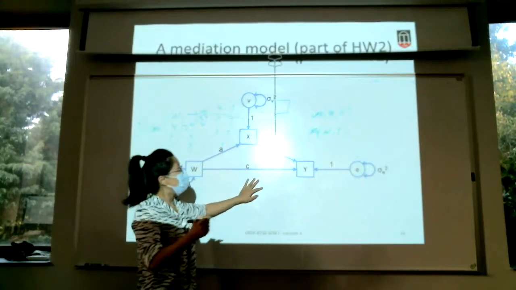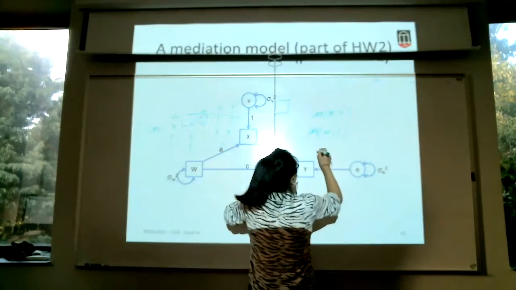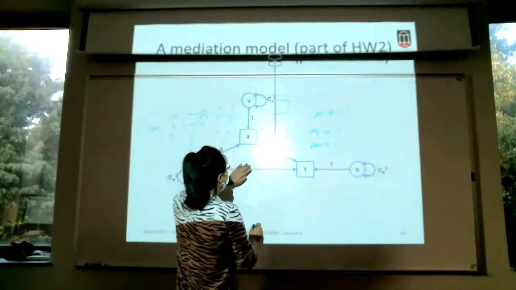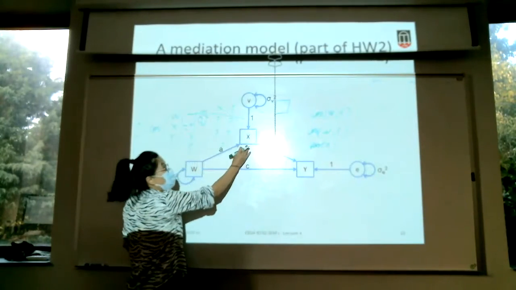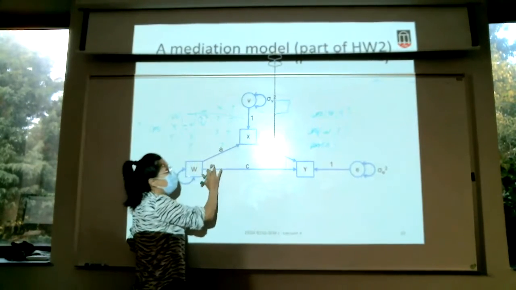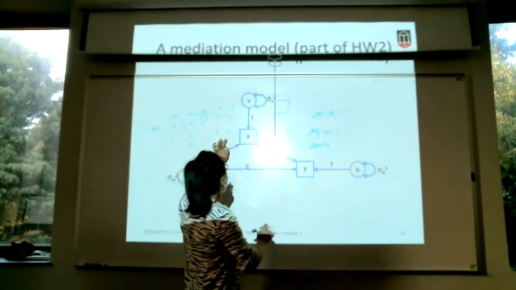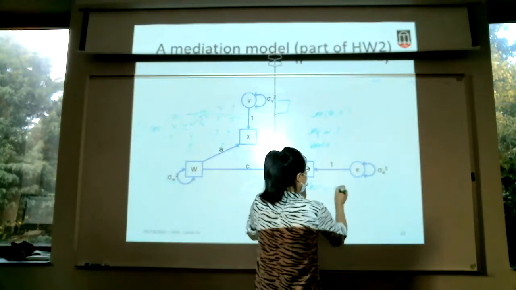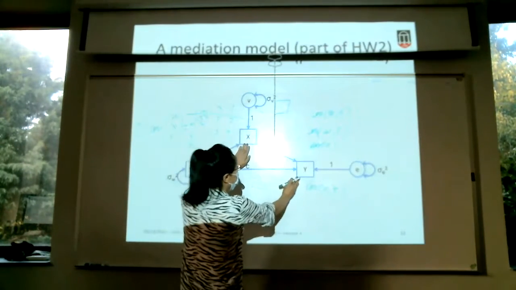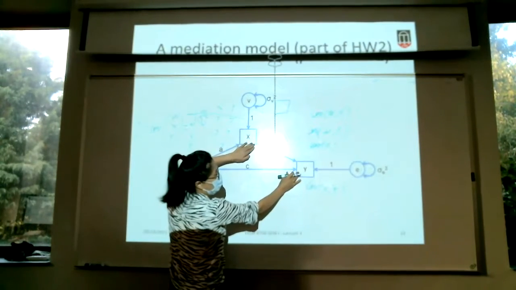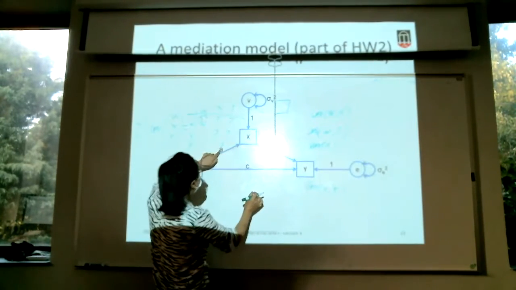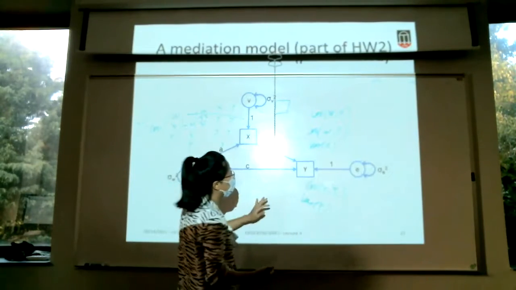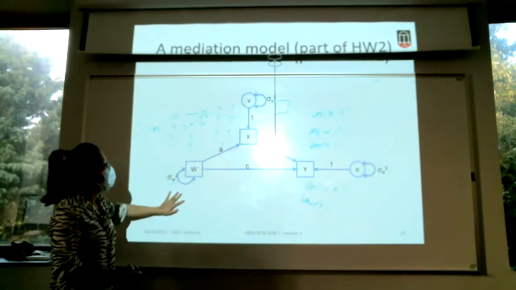And the variance of X. X is here. Variance of X, by looking at this path diagram. Covariance between X and Y. X here, Y here, the covariance between these 2 variables. And the variance of Y. Okay, 5 components.